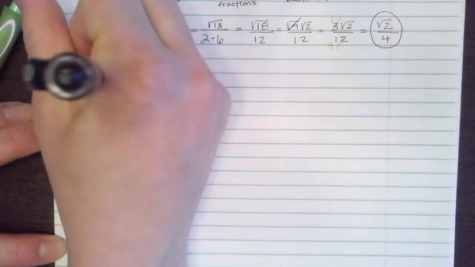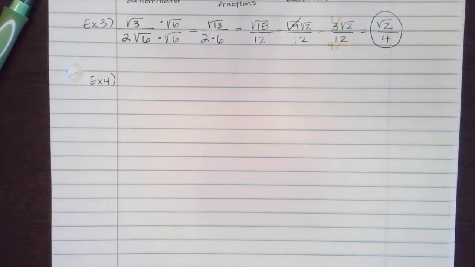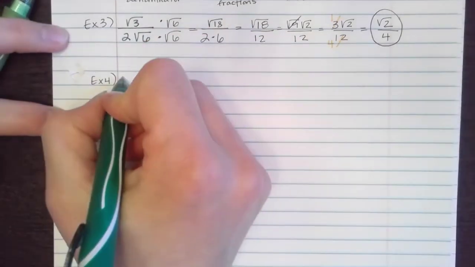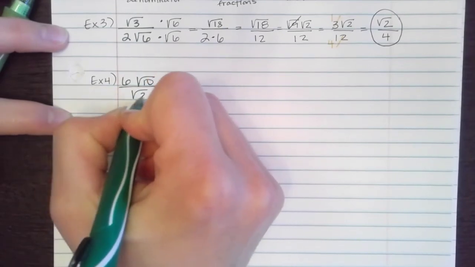I'm going to try another example. If you want to stop the video right here and move on and try a different problem on your own, you totally can. But I'm going to do one more with you guys right now. 6 square root of 10 over square root of 2.